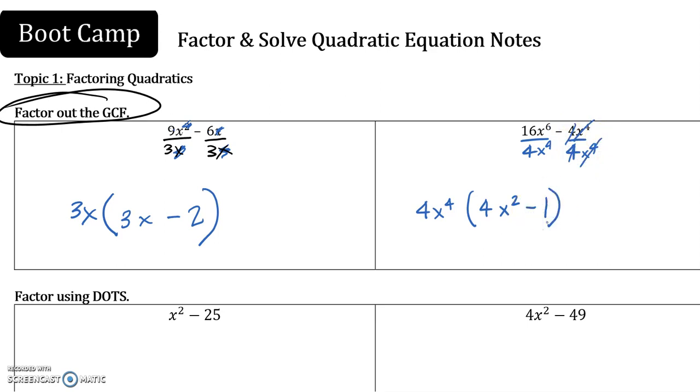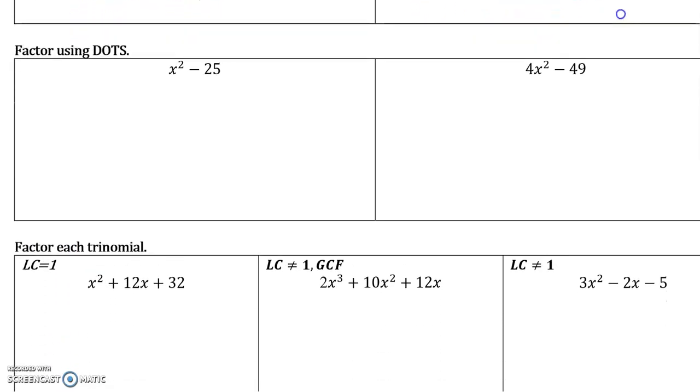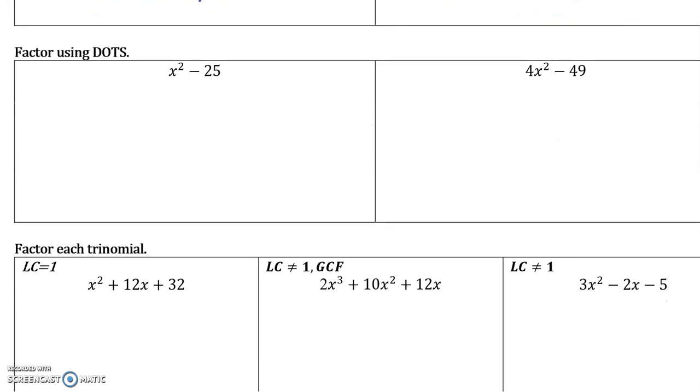1. Now, I do always want to check and see if this inside part can factor further. And this one actually can, which we'll talk about next. DOTS. Remember, DOTS stands for the difference of two squares. Whenever you're factoring using DOTS, you have two terms, and those terms are being subtracted. One factor will be a minus, one will be a plus.